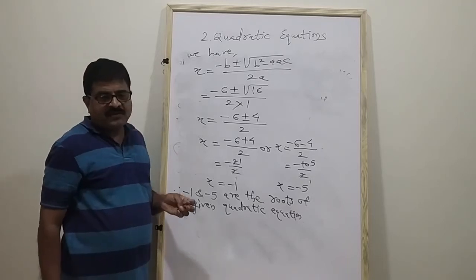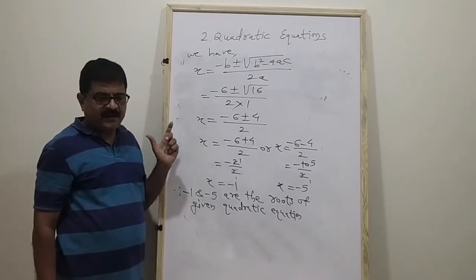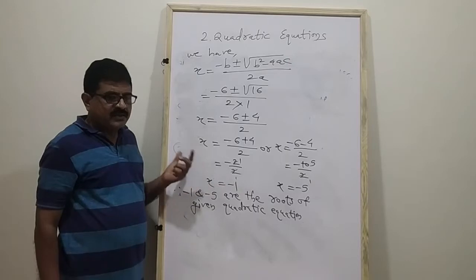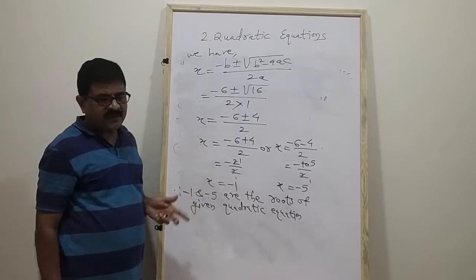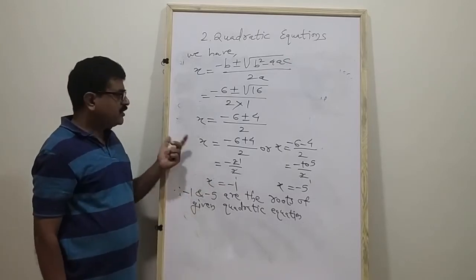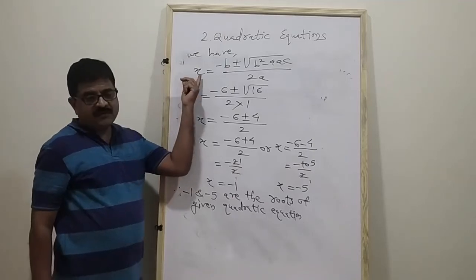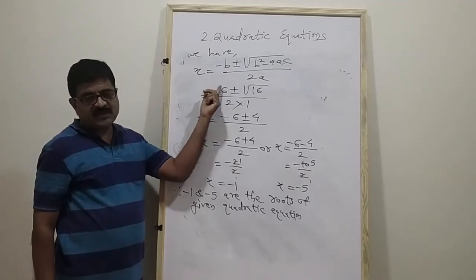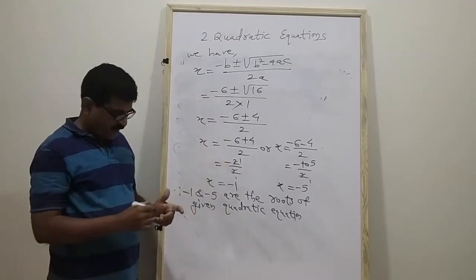That is, there are three steps. First step is find the values of a, b, c. Second step, find the value of b square minus 4ac. And third step, find the values of the given variable by using the formula.